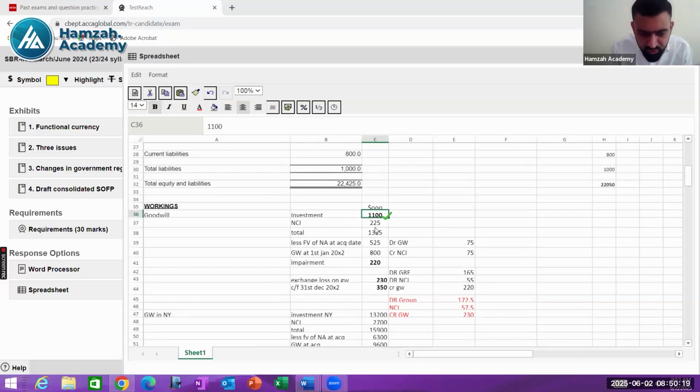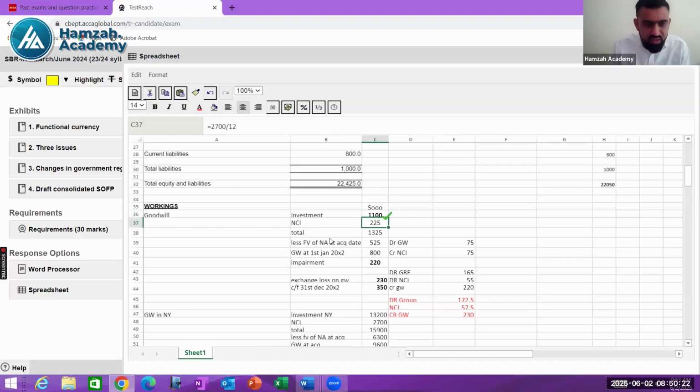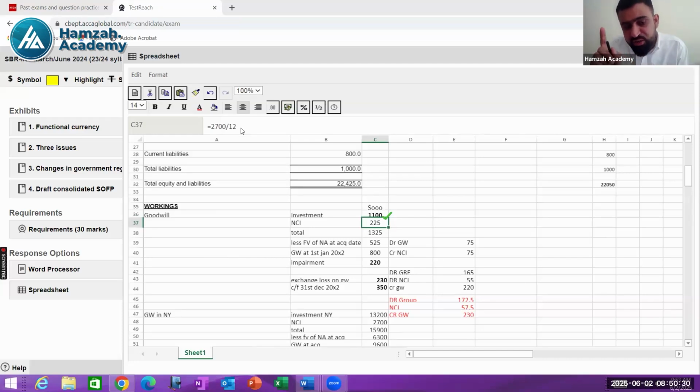Then the value of NCI. Now look at here. The value of NCI at the date of acquisition was 2.7 million. They have translated it using the closing exchange rate, which is 18 NY equals to $1. But the exchange rate at the date of acquisition was 12. So if I calculate using the exchange rate at the date of acquisition, in dollar terms, the value of NCI is equal to 225 US dollars.